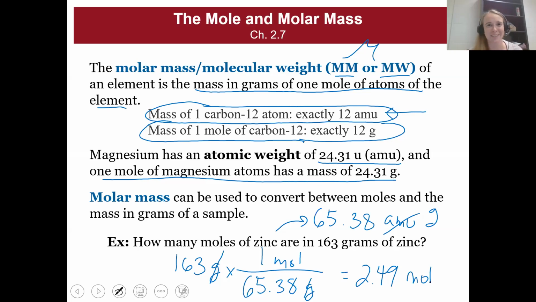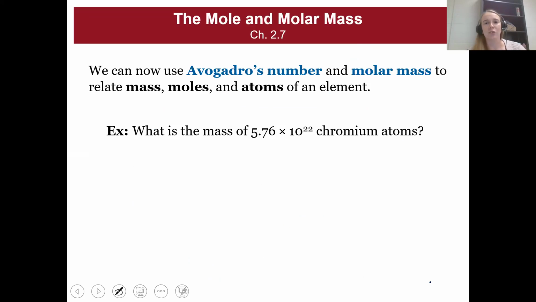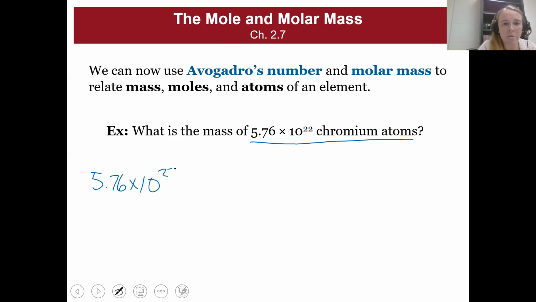All right. So now that we have Avogadro's number and molar mass, we can relate mass, moles, and atoms of an element. So let's take a look. We've got 5.76 times 10 to the 22 chromium atoms. So that's what I'm starting with. So I'm going to write it over here. So that's atoms, and I want to find a mass.